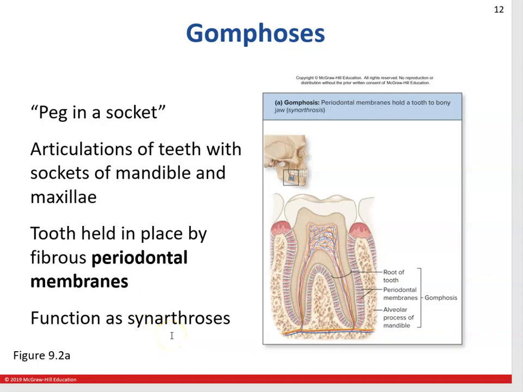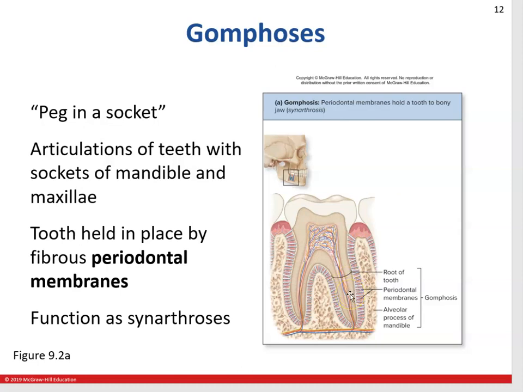So again, think about this, guys. Look, there's two classifications here. We've got structural classification is gomphosis. Functional classification is synarthrosis. And you know this one, right?